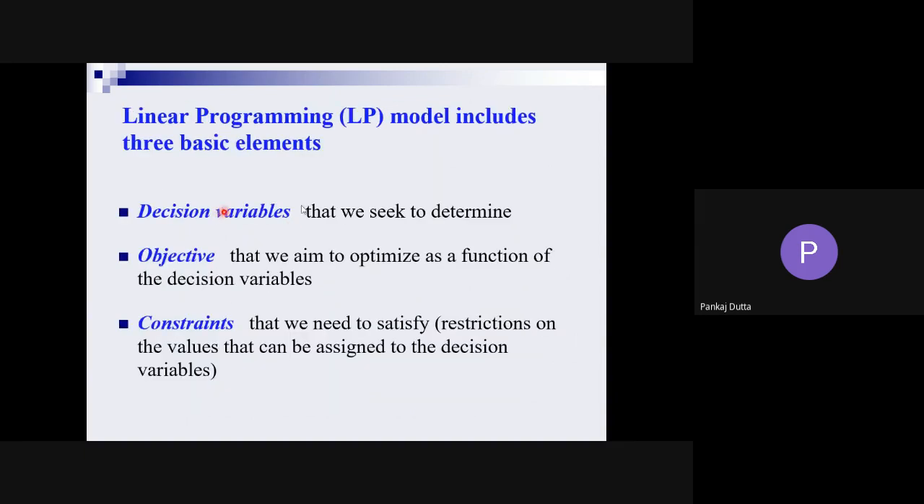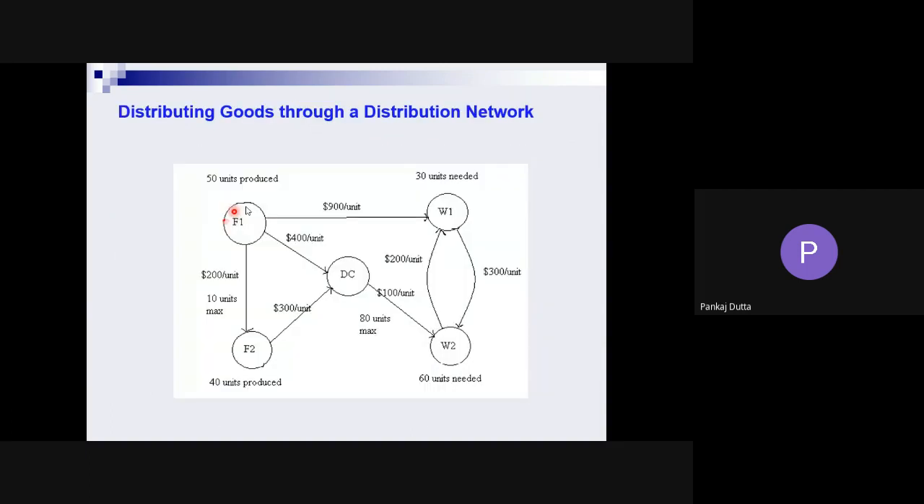The decision variables we are defining. Here you have 1, 2, 3, 4, 5, 6, 7 routes. So in each route, you can send some quantity. Sorry, 7 routes are there, so 7 decision variables are required to send this 90 product.